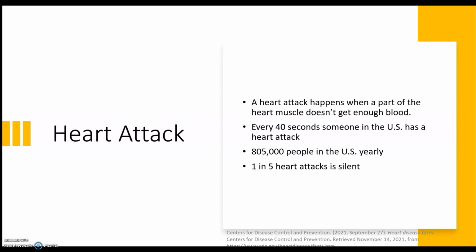Every 40 seconds, someone in the United States has a heart attack. 805,000 people in the U.S. have heart attacks yearly. 1 in 5 heart attacks is silent. When someone has a silent heart attack, the damage is done, but the person is not aware of it.